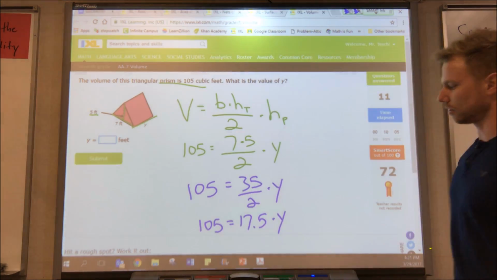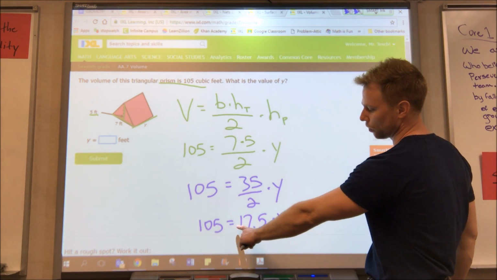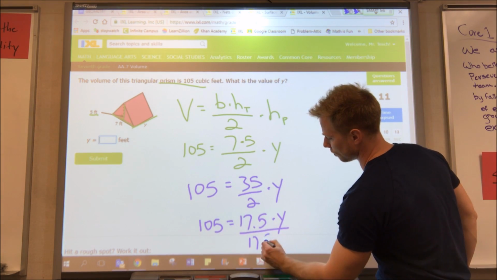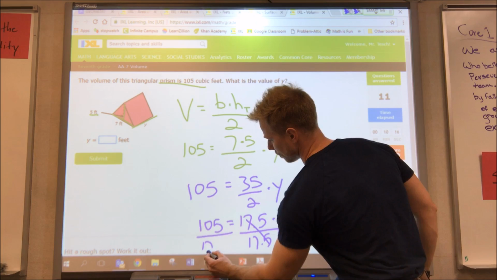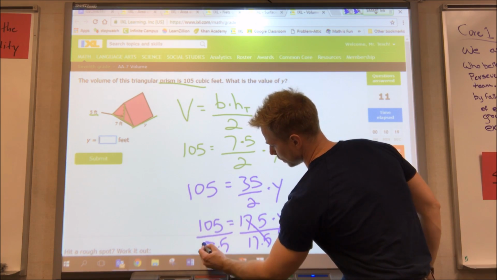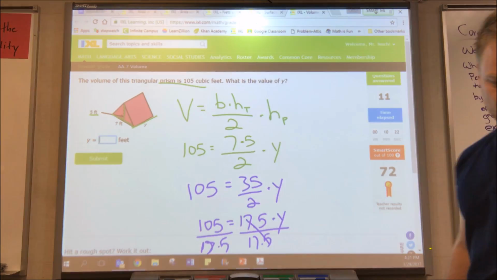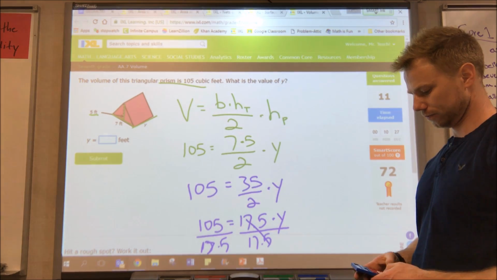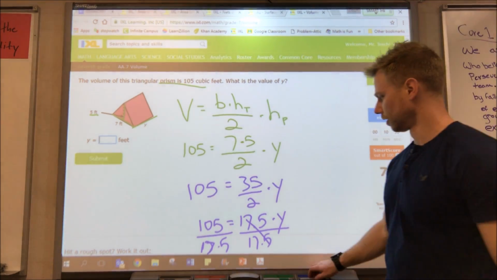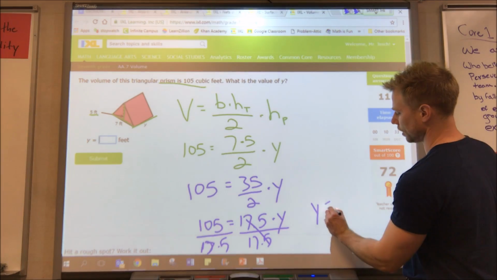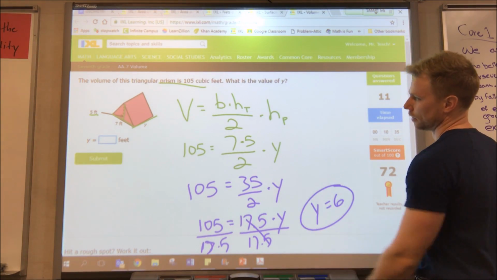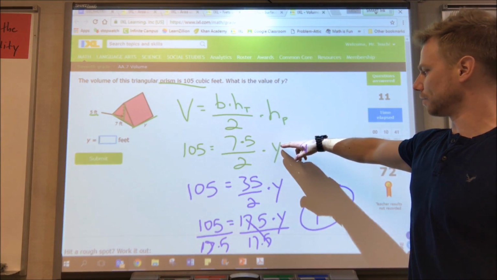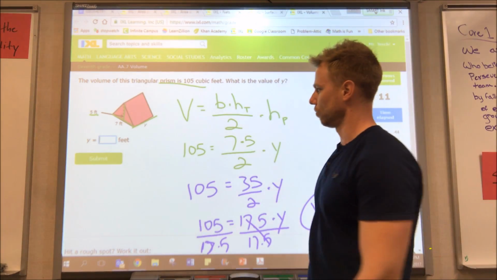Now how do we get y by itself? We do the opposite of what we see. We have to get rid of 17.5, which is multiplied. We do the opposite of that. We divide it. Cancels there. 105 divided by 17.5. We divide those two, we get y equals 6. Okay? So all we did was set up our equation like normal, plug in what we know, then we just had to get y by itself, so we solve for y. And we get 6.